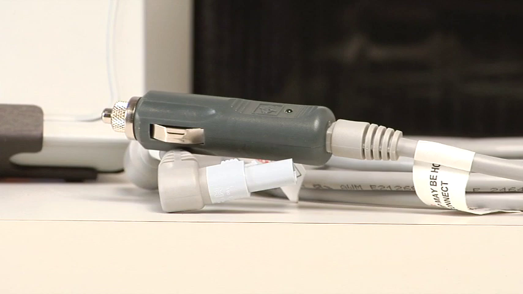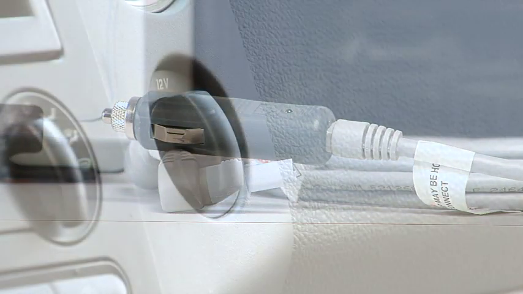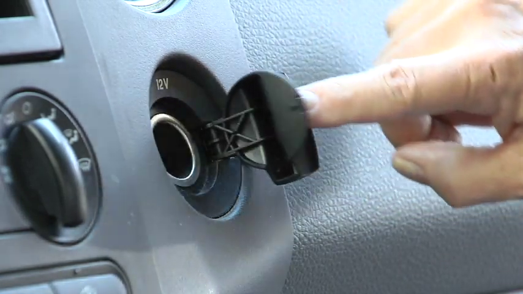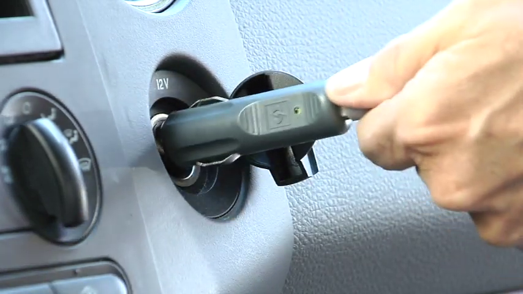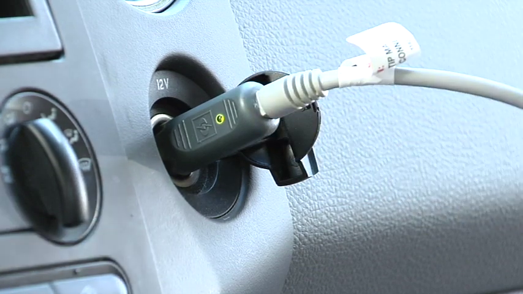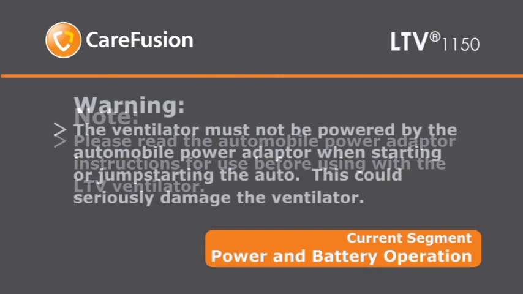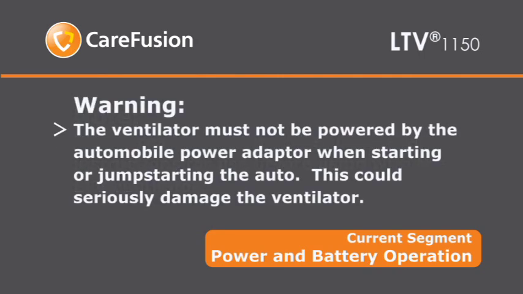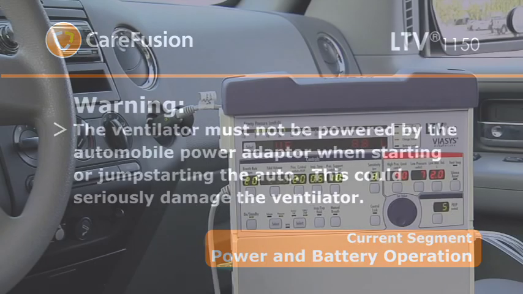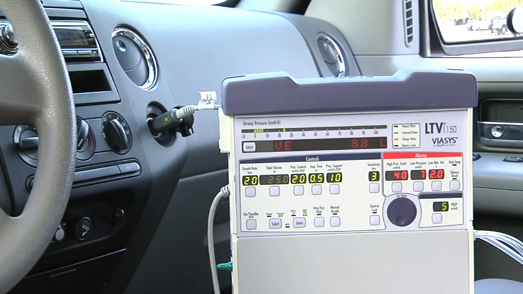An optional automobile power adapter is available to power the LTV1150 ventilator while in a vehicle. This adapter is designed to connect to pre-wired positive 12-volt automobile cigarette lighter or auxiliary power outlets capable of supplying at least 20 amps of current. Please read the automobile power adapter instructions for use before using the LTV ventilator. The ventilator must not be powered by the automobile power adapter when starting or jump-starting the auto. This could seriously damage the ventilator.